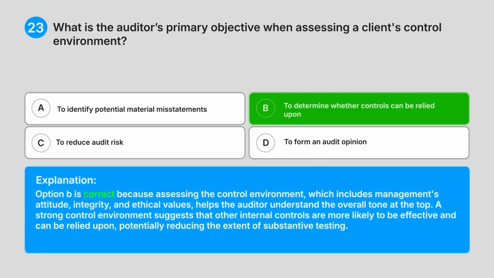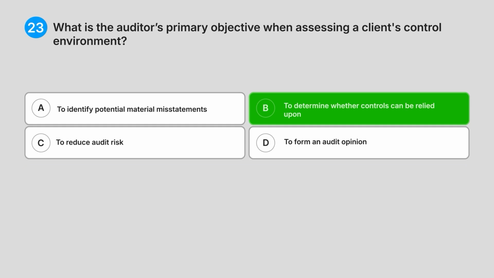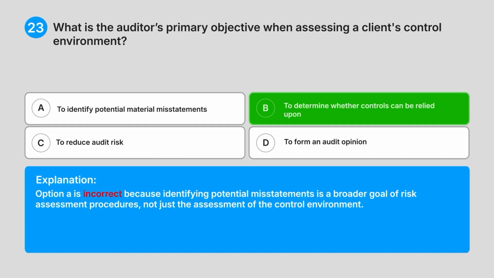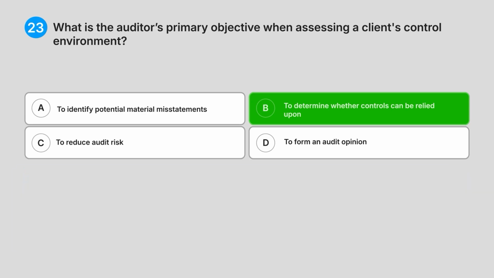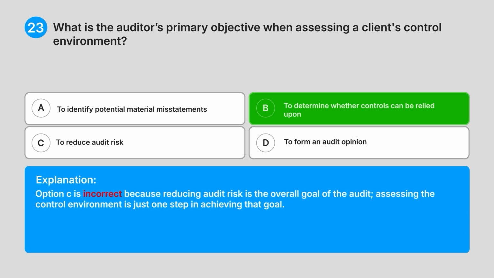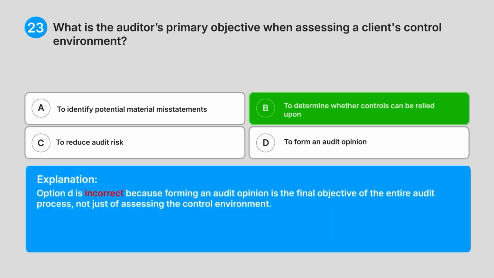Explanation. Option B is correct because assessing the control environment, which includes management's attitude, integrity, and ethical values, helps the auditor understand the overall tone at the top. A strong control environment suggests that other internal controls are more likely to be effective and can be relied upon, potentially reducing the extent of substantive testing. Option A is incorrect because identifying potential misstatements is a broader goal of risk assessment procedures, not just the assessment of the control environment. Option C is incorrect because reducing audit risk is the overall goal of the audit. Assessing the control environment is just one step in achieving that goal. Option D is incorrect because forming an audit opinion is the final objective of the entire audit process, not just of assessing the control environment.